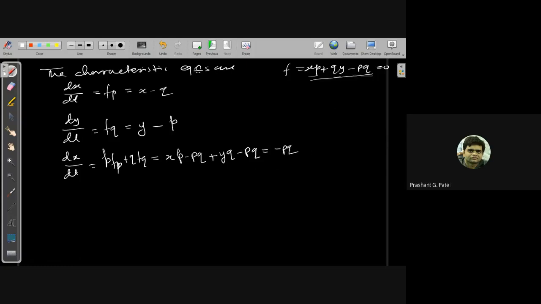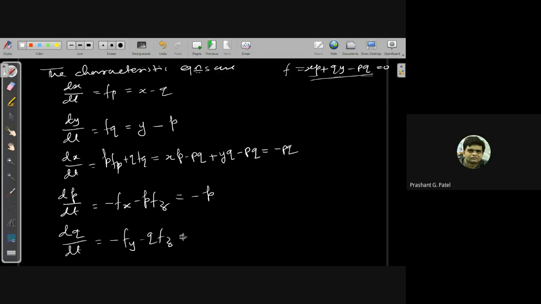Because of this, dp by dt will be minus of fx minus pfz. Fx is p, there is no z, so that is 0, so it will give me minus p, and dq by dt will give minus fy minus qfz. The derivative of this with respect to y will give me q, so this will be minus q.